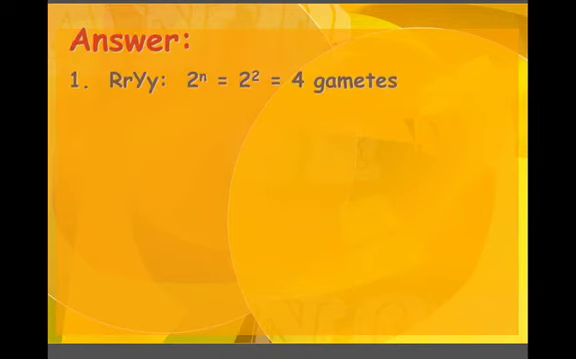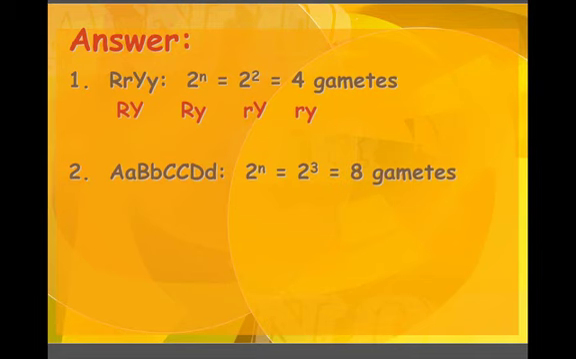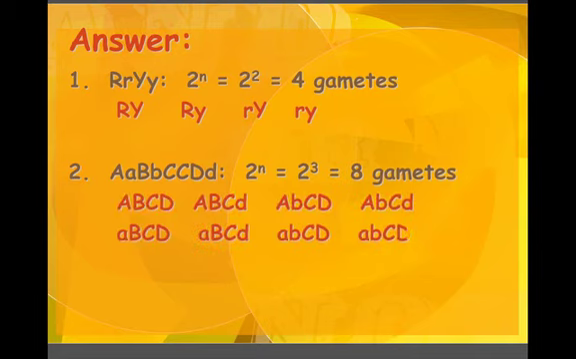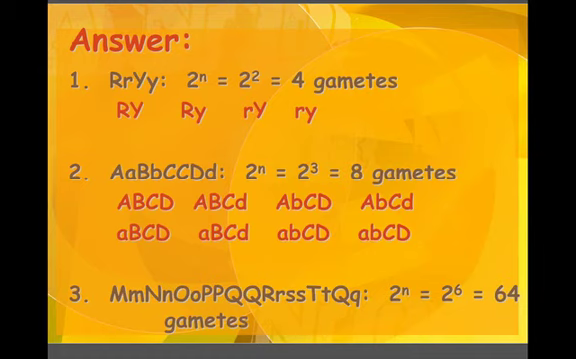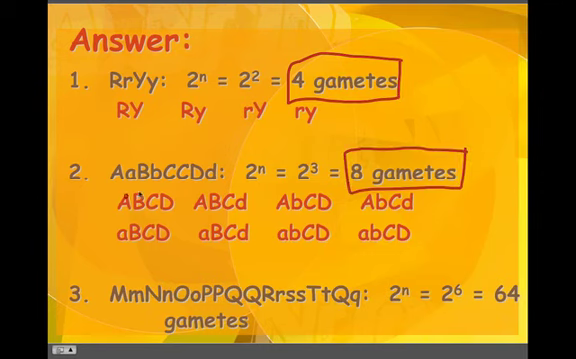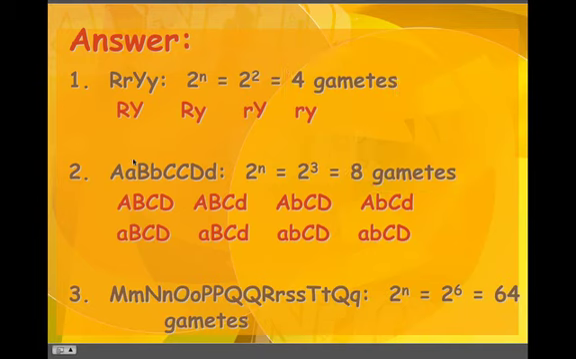So the answers: 4, 8, and 64. So that would be the number of gametes that we would get out of these particular combinations. And we're going to start to use FOIL that you had learned in math class.